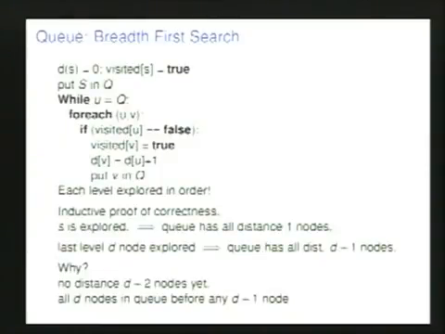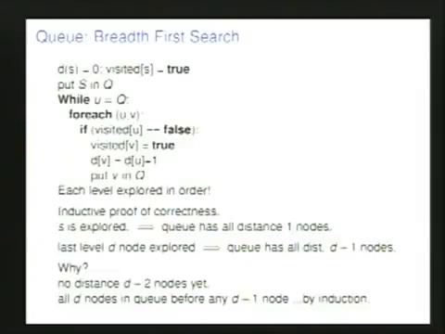What is that by? By induction. Because when you process the last D minus 1 node, you know that all the level D nodes are in the queue, and no D plus 1 nodes are in the queue. So you know all the level D nodes are before any D plus 1 node by induction. So this is an inductive proof of the correctness of breadth first search.